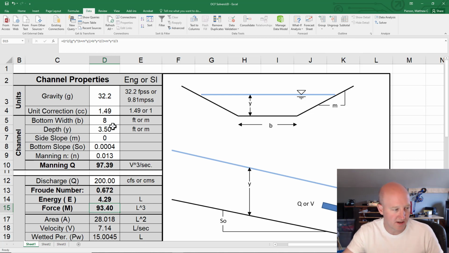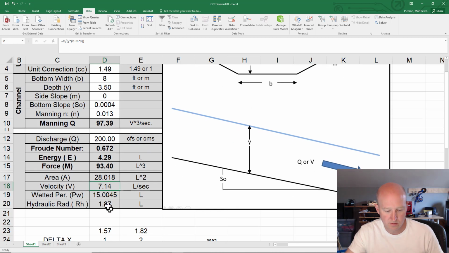We're going to need to write down this energy also. So here's the energy, 4.29. And to do the delta x calculation, we're also going to need to write down the velocity, 7.14, and the wetted perimeter, 15, the hydraulic radius. And I've got this built into my spreadsheet. So what I'm going to do is I'm going to copy and paste this.